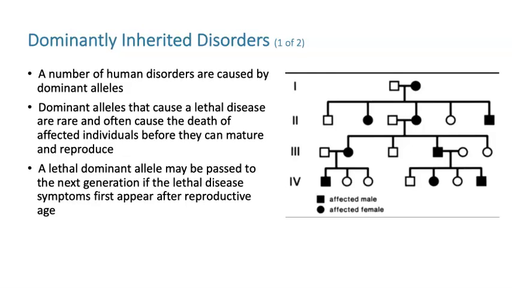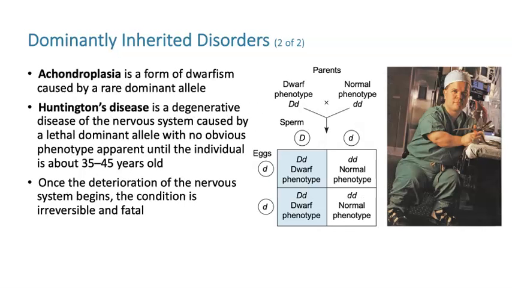So there's a couple of examples of dominant disorders that I want to go through with you. The first one is achondroplasia. Now, achondroplasia is just a form of dwarfism. It is caused by a dominant allele, and it is rare, but it's not exactly lethal either. It's rare. People with achondroplasia can reproduce. If you have achondroplasia and you're heterozygous, then half of your offspring will also have achondroplasia, approximately.